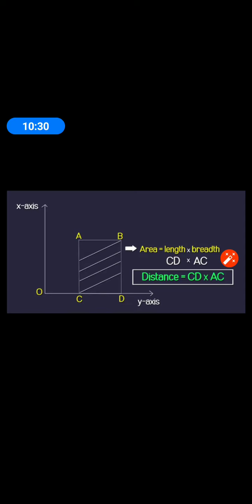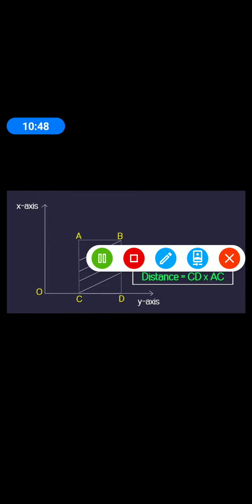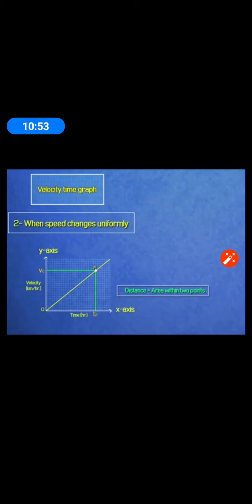Now the second condition, when the velocity is increasing uniformly. Velocity is increasing uniformly when acceleration is present in the motion. When acceleration is present, it increases the velocity uniformly. Now then, how to calculate the distance of that graph? The first thing in this graph is when the speed or velocity is increasing uniformly, then the graph will be a straight line but not parallel to the x-axis. It will be a straight line passing through the origin.